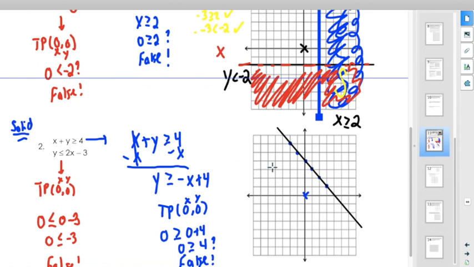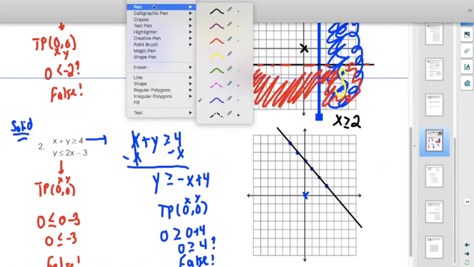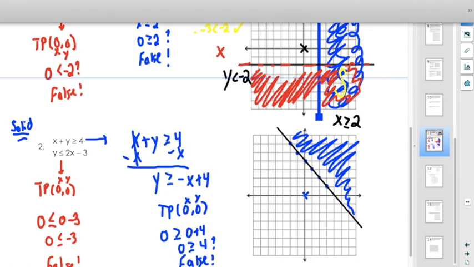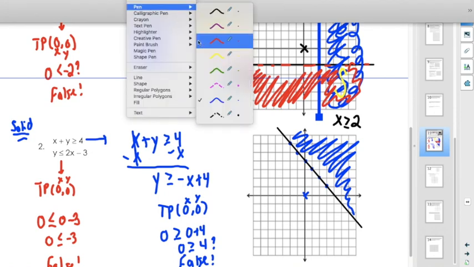So this is y is greater than or equal to -x plus 4. We did the test point, and we determined that it's false. I'm not going to shade towards the test point. I'm going to shade this way. So I'm going to pull back out my blue pen, and I'm going to start shading this way. Okay? Now, let's graph y is less than or equal to 2x minus 3 in red.